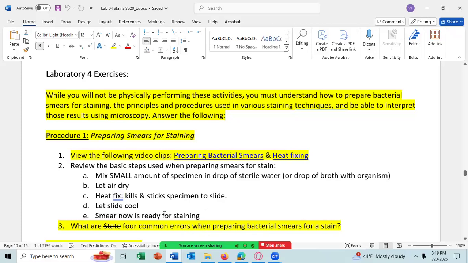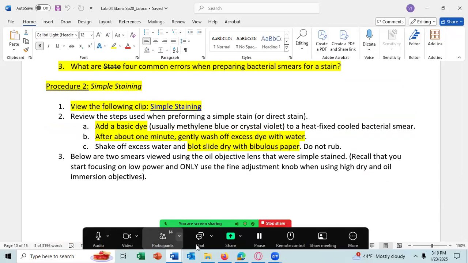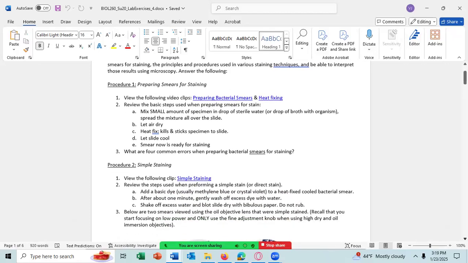And this is your first question, which I guess I shouldn't put here. I should go to the worksheet. I thought I removed the questions from your part, but I might have it still in mine. So the first question is procedure 1, question number 3. What are the 4 common errors when preparing a bacterial smear for staining? So list those there.